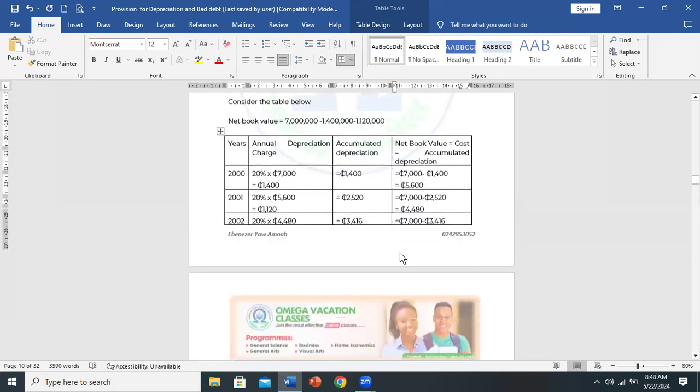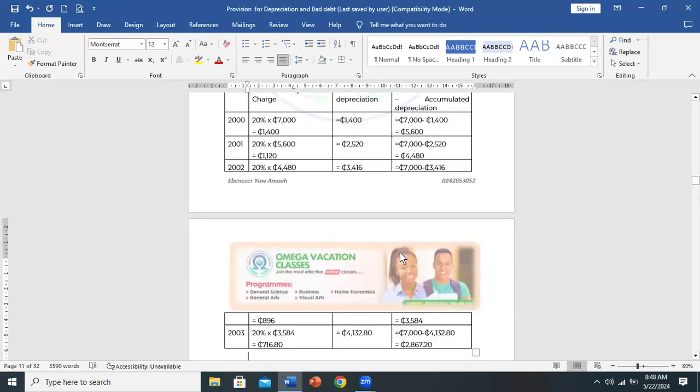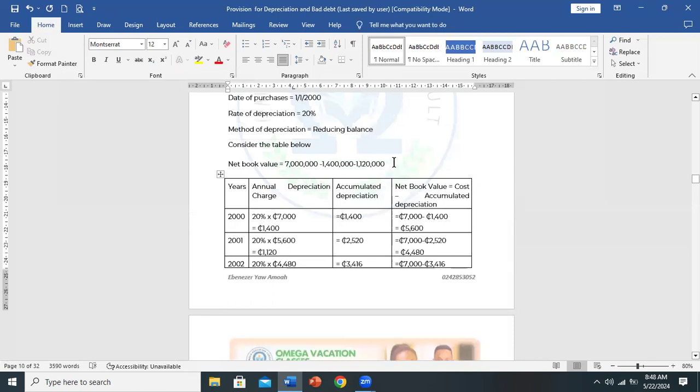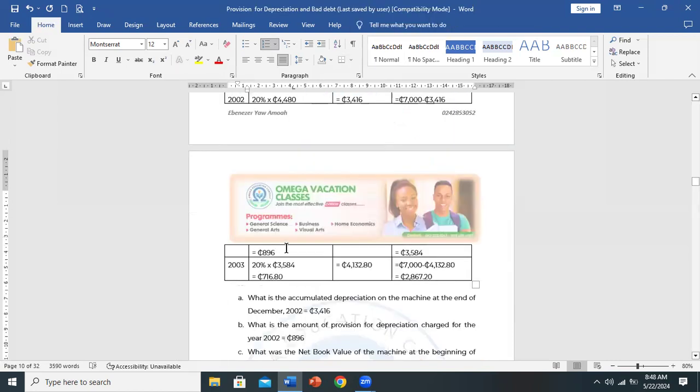So let's look at the last year, which is 2003. It's also going to be 20% on the net book value, which is the cost minus all the previous depreciations we have been charging. I think in the third year, the depreciation was 896,000. So we would deduct that as well.